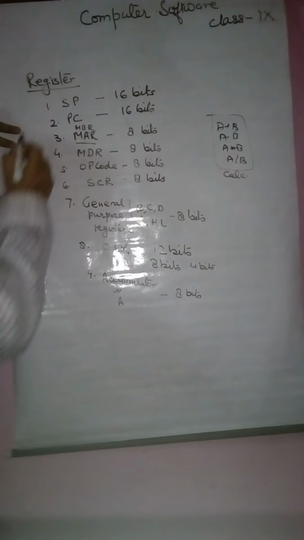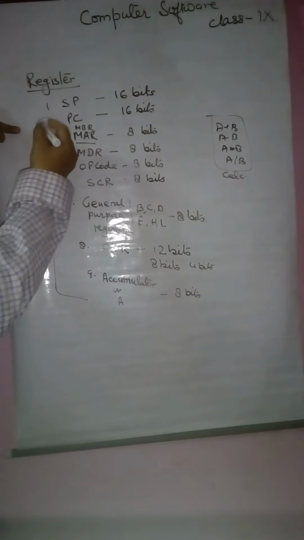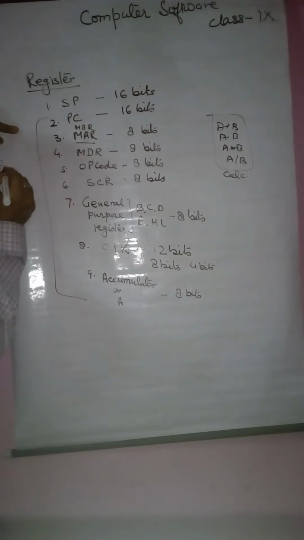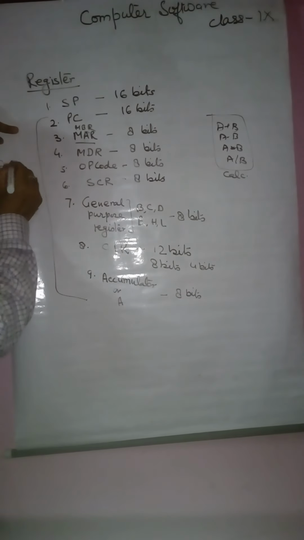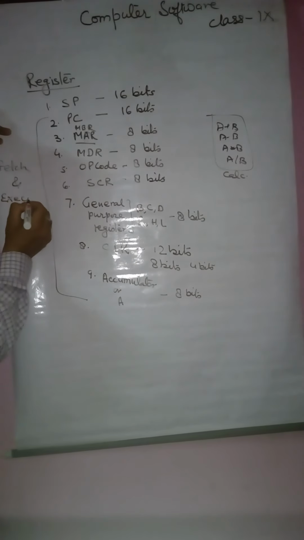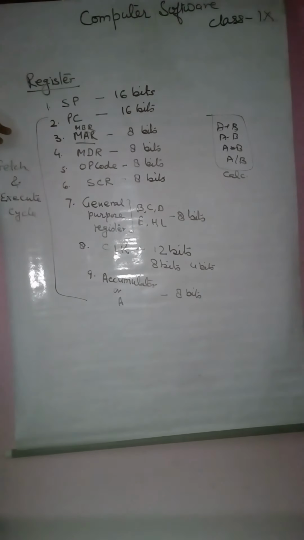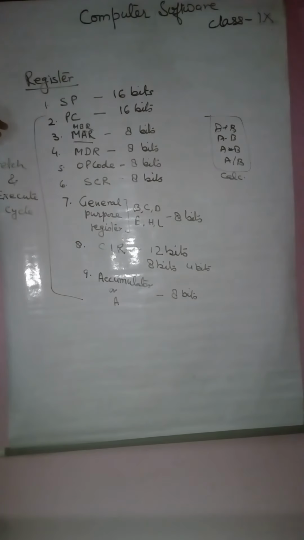Now these, from second to last, the sequence is known as the fetch and execute cycle. Fetch means extract, निकालना, and execute means show करना. So that's why it is known as fetch and execute cycle.